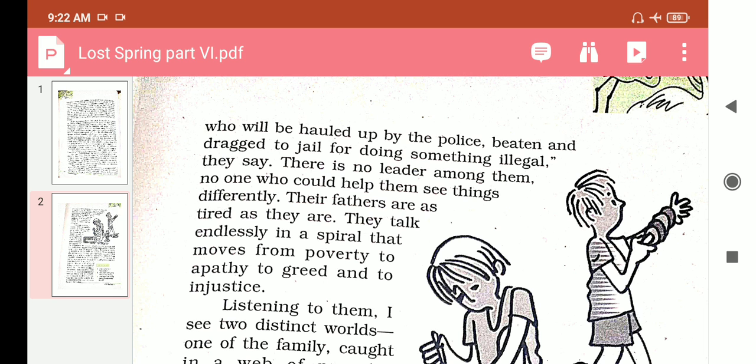In these lines, the writer suggests that they form a cooperative. She talked to a group of young men to get out of the clutches of cruel middlemen who had trapped their elders. The men said that if they dared to do something like that, they would be dragged and beaten up by the police and sent to jail. Their acts would be termed unlawful. The writer felt that they had no leader. They could not think of doing things differently. They all were so tired, the men and their fathers.